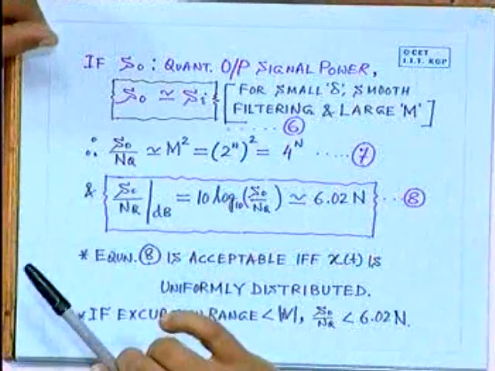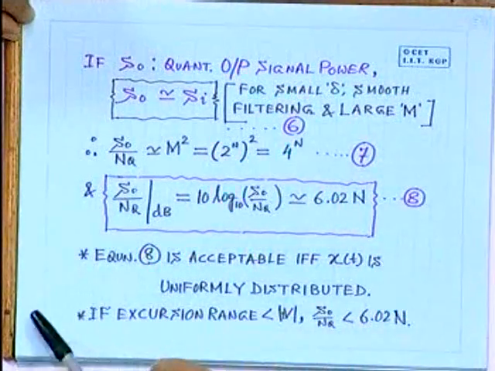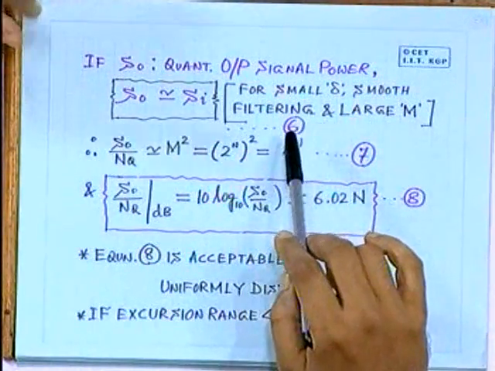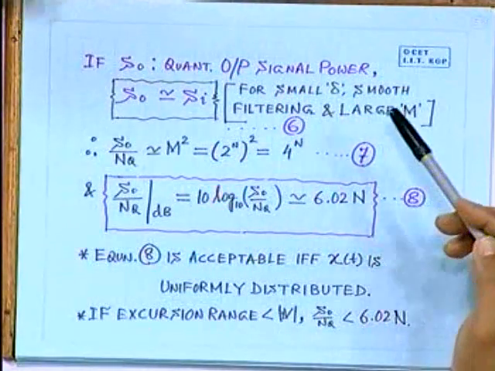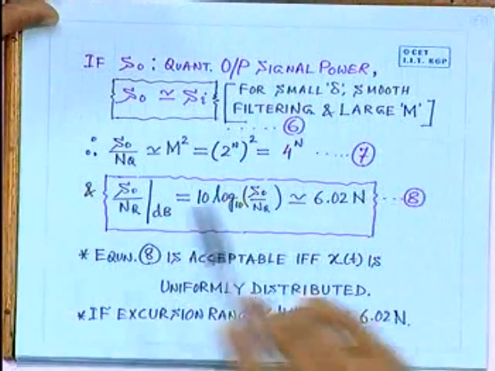Hence we can say that there is no apparent loss in signal power at the output of the quantizer, and this assumption is a fair one. Output is almost equal to Si, especially when delta is small. Smooth filtering is an essential part really of getting back the corresponding analog signal from the quantized output.